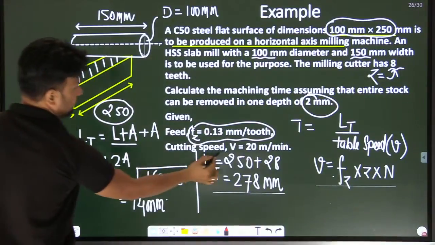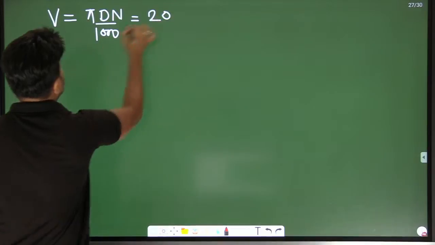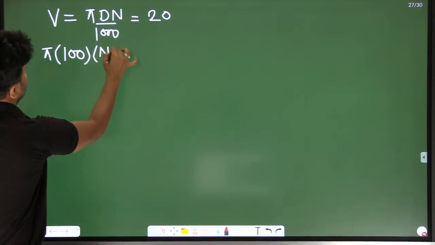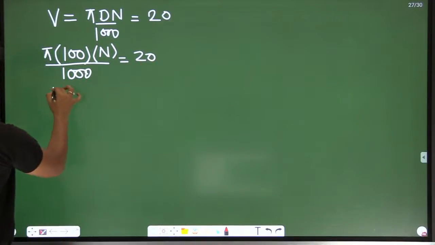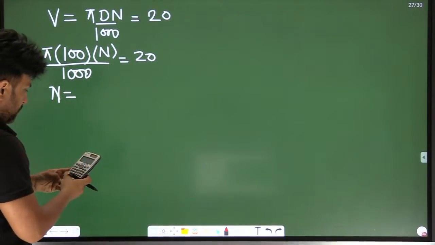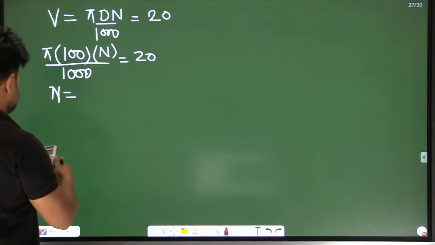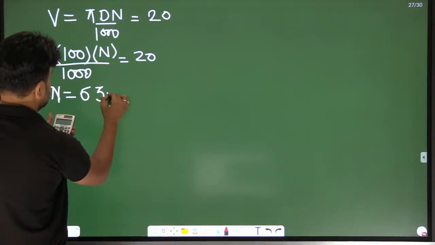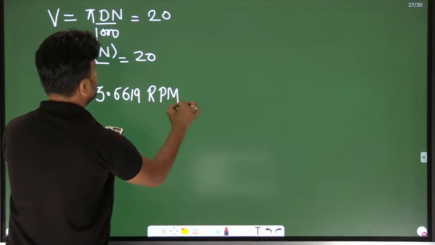And cutting velocity is given, that is 20 meter per minute. So pi times D, the diameter of the milling cutter, is 100, times RPM N, divided by 1000 equals 20. So the RPM is 20 into 1000, divided by pi into 100. It comes to 63.6619 revolutions per minute, my dear.